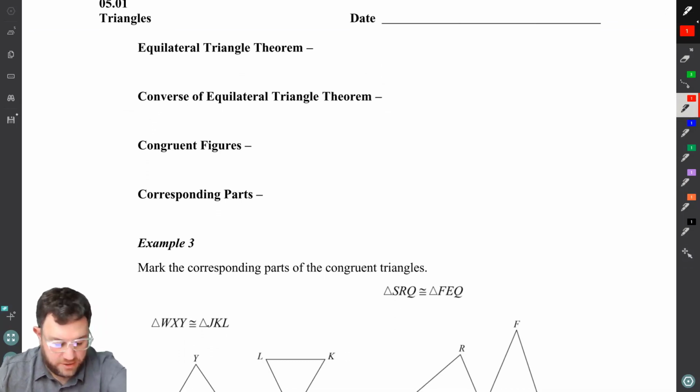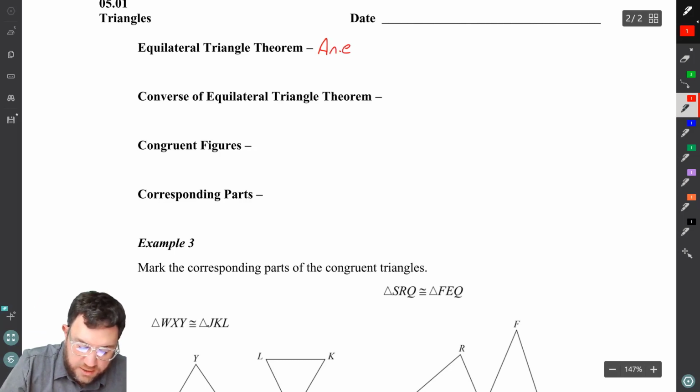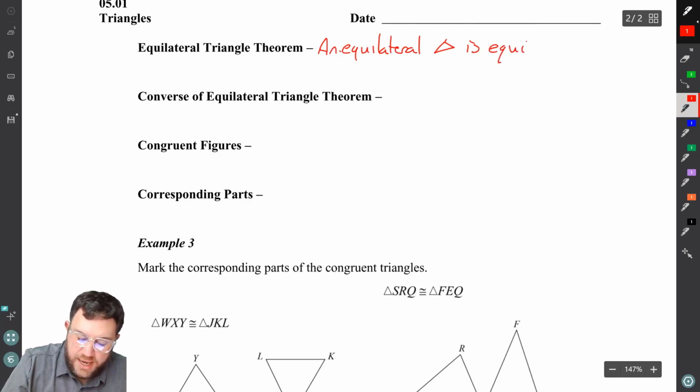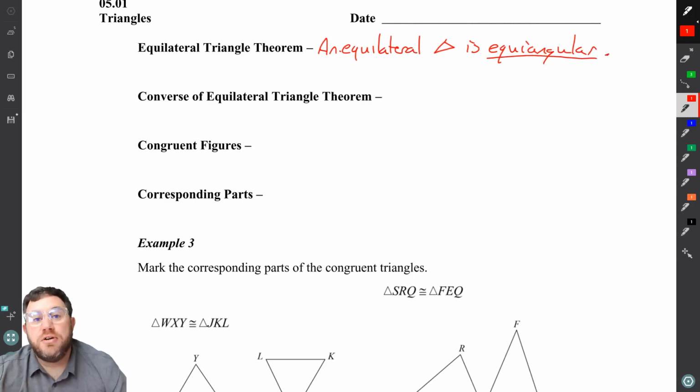Now, some other theorems and things that we need to discuss. The Equilateral Triangle theorem tells us that an equilateral triangle is equiangular. And that may be a new word for you. Equilateral means all the sides are the same. Equiangular means all the angles are the same.